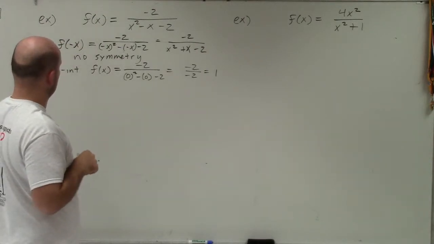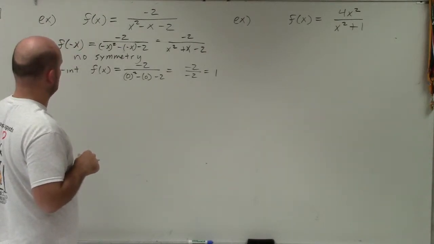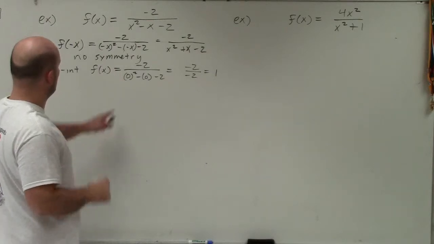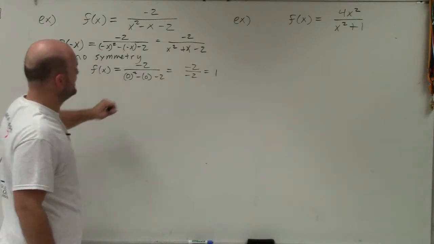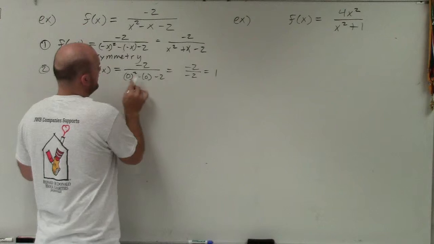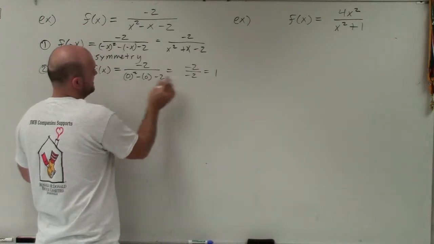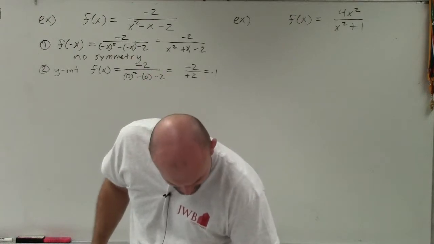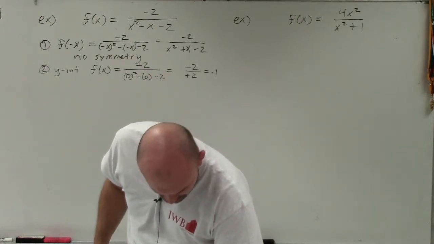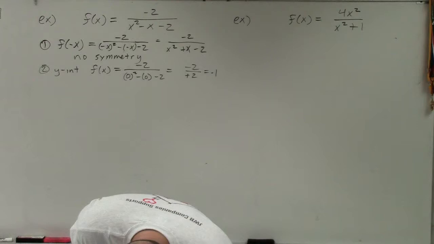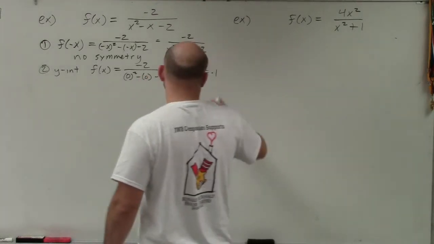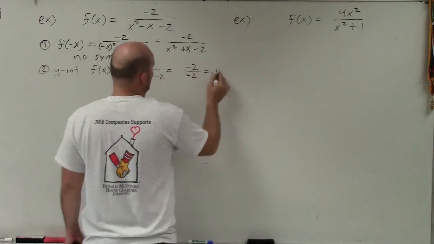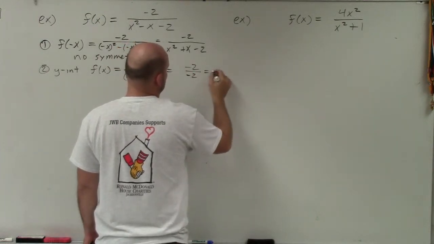Y-intercept is positive 1. Negative 2 minus 0, so that's minus 0. Let me double check the sign. The y-intercept, negative divided by negative, is going to be a positive 1.